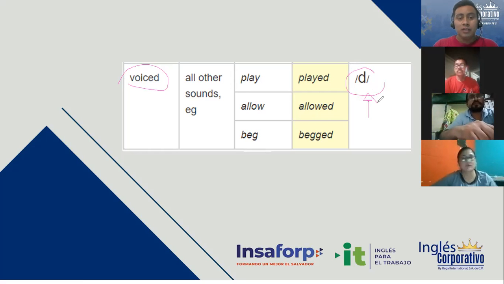If you already know this, it's fine. But if this is new for you, maybe you want to start checking and making your own list, and start practicing this. Because I don't want anybody from this class saying play it or allow it or beg it. That is a very common mistake that I hear, and I don't want you to be saying that. Especially when you talk about the past. If you already knew this, fine. But if you didn't know, maybe you want to double check or investigate more about how it works. And start pronouncing it without any fear that this is the correct form.